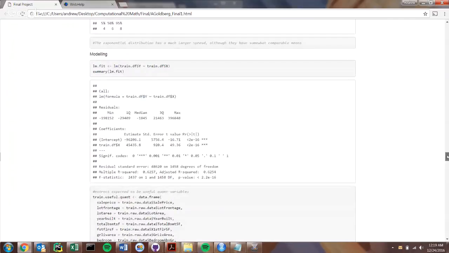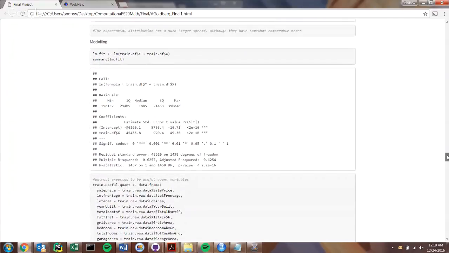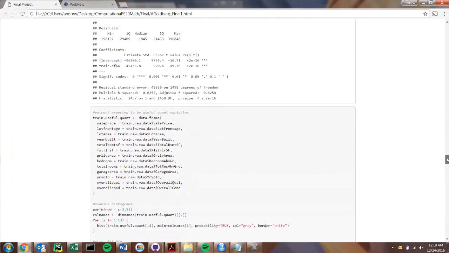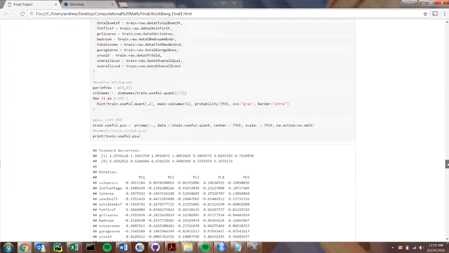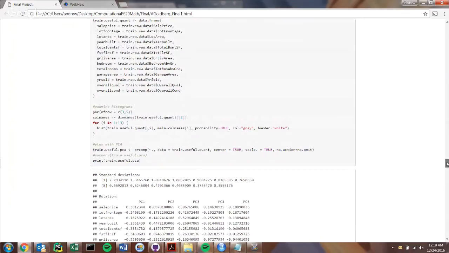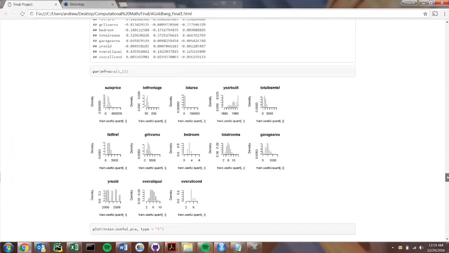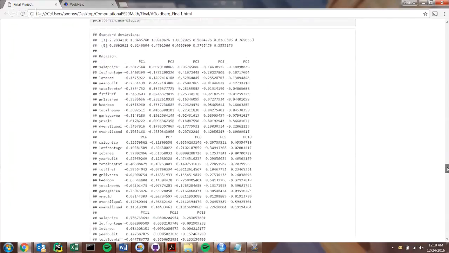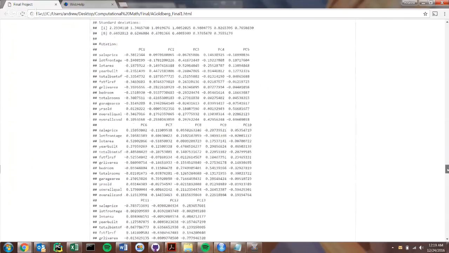When we look at the modeling, we run a linear regression. First, I want to play with principal components. So I looked at all the useful quant variables that I thought might help. I took a look at the histograms. I ran principal component analysis on them.